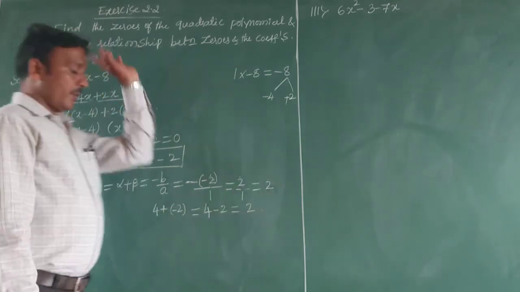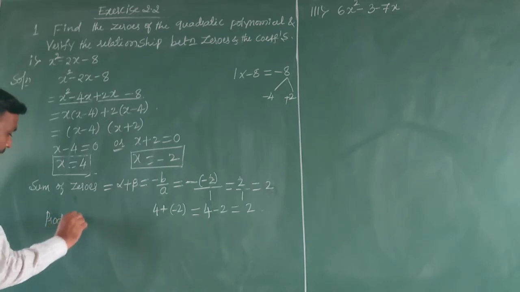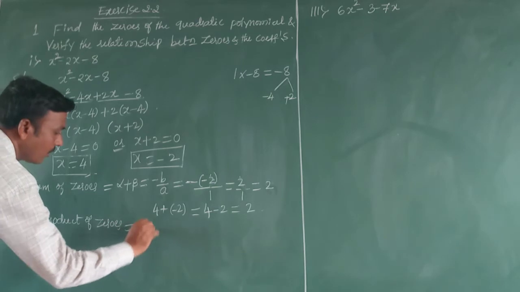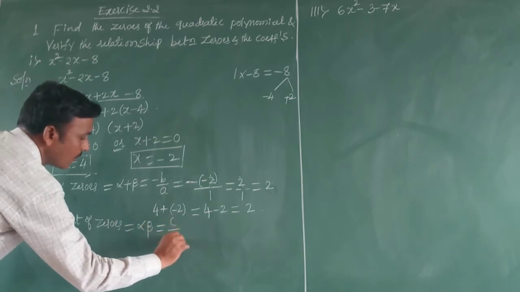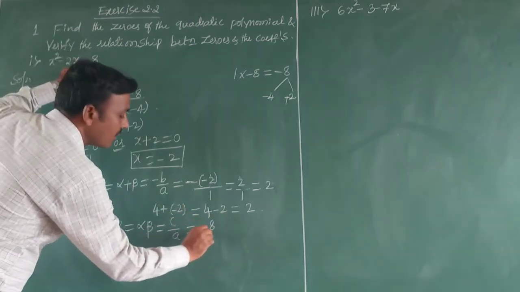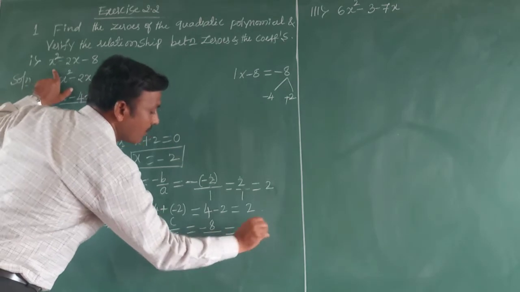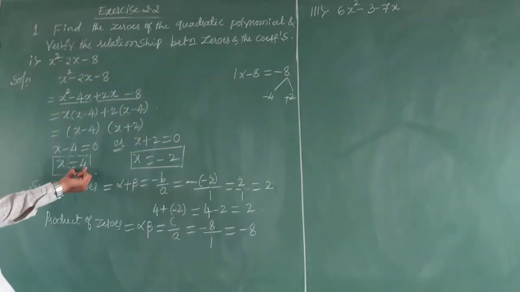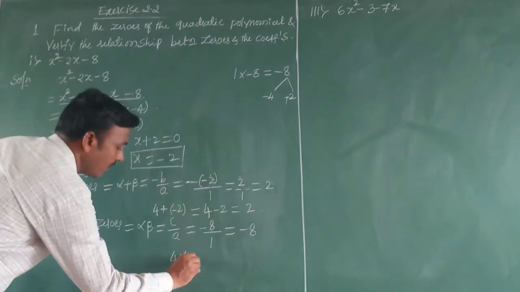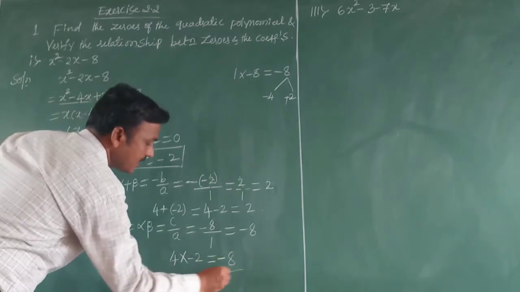Similarly, product of zeros. That is alpha into beta, equal to c divided by a. C is minus 8, with sign, divided by a, which is again 1. Minus 8 by 1 is minus 8. What are the zeros? Zeros are 4 and minus 2. Multiply these two because it is the product of zeros. 4 into minus 2 gives us minus 8.